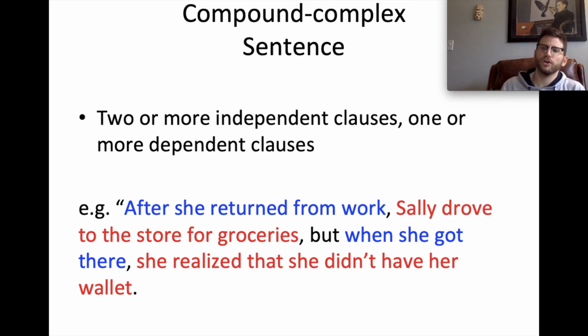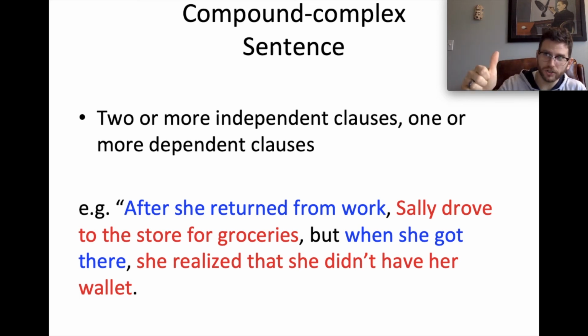After she returned from work, Sally drove to the store for groceries, but when she got there, she realized that she didn't have her wallet. Okay. So look, "after she returned from work": after is a subordinating conjunction. Is it followed by a subject and a verb, making it a clause? Yes, she returned from work. Sally drove to the store for groceries. Is that a complete thought? Yes. It doesn't begin with a subordinating conjunction. Sally is just the subject. It has a subject and a verb, followed by some prepositional phrases. It can stand on its own as a complete thought.